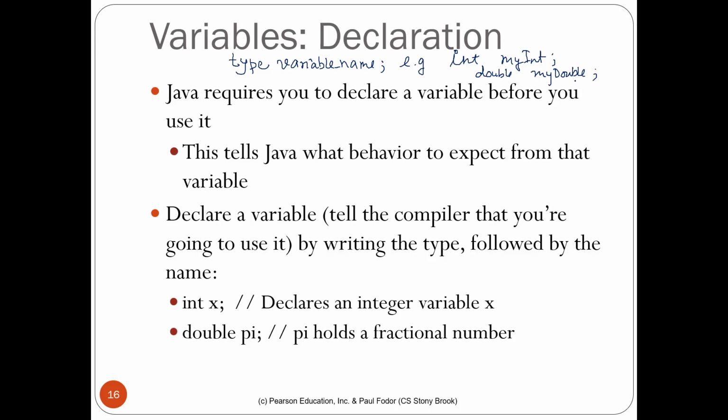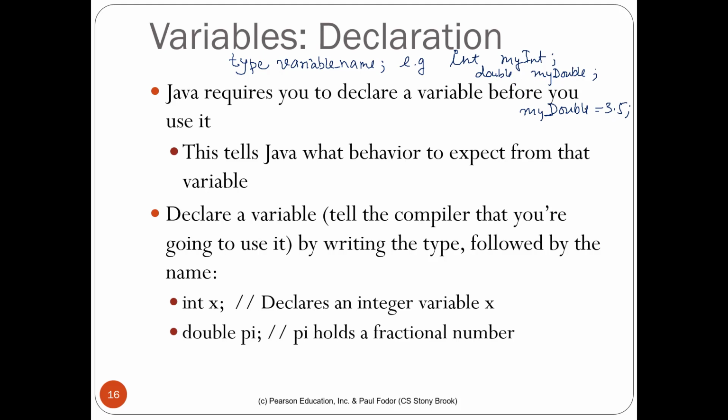Alright, so my double is a variable and its type is double. So you can store a decimal value here. If you do my double, there's no space here, is equal to 3.5, then you're fine. That is allowed because my double you have declared as a double, right?